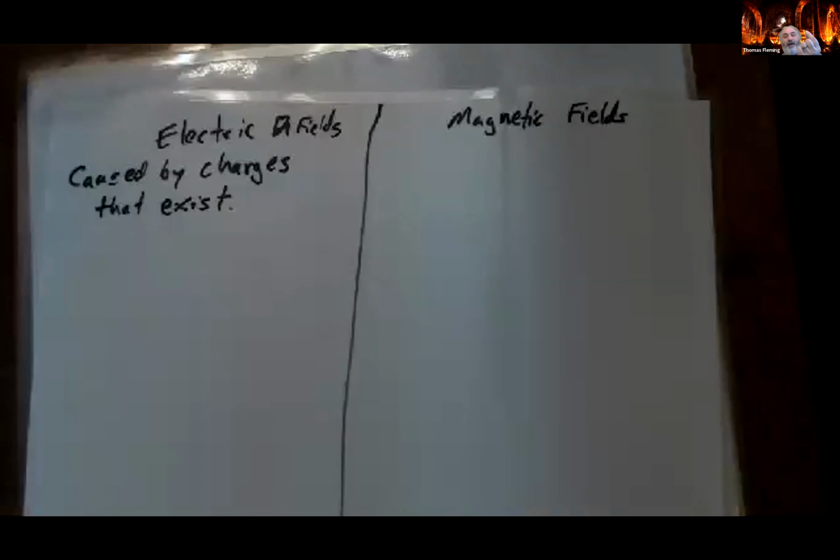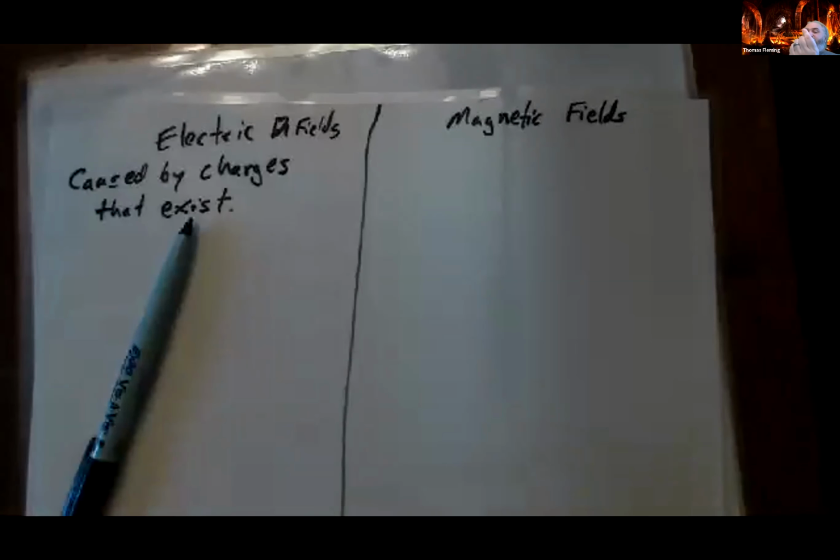If I was holding in my hand a little positive point charge, then what would happen is that positive point charge creates a disturbance all around itself. And that disturbance, the electric field, is created all throughout space simply because that positive point charge exists.